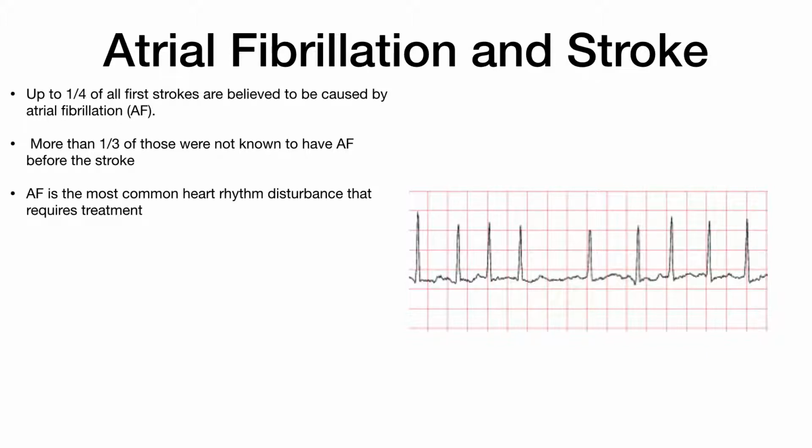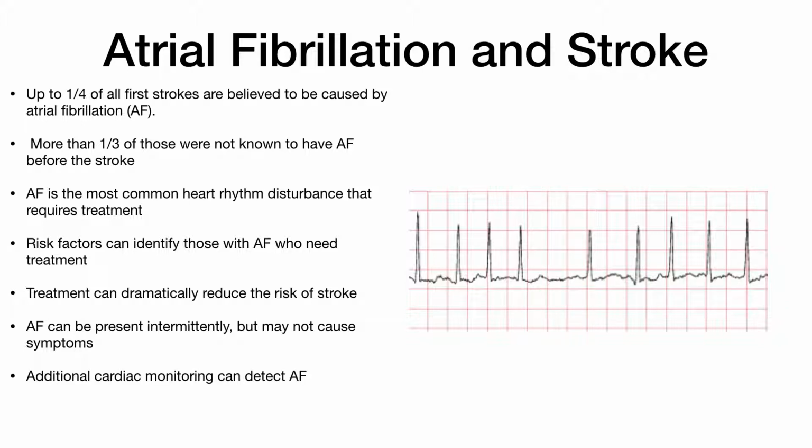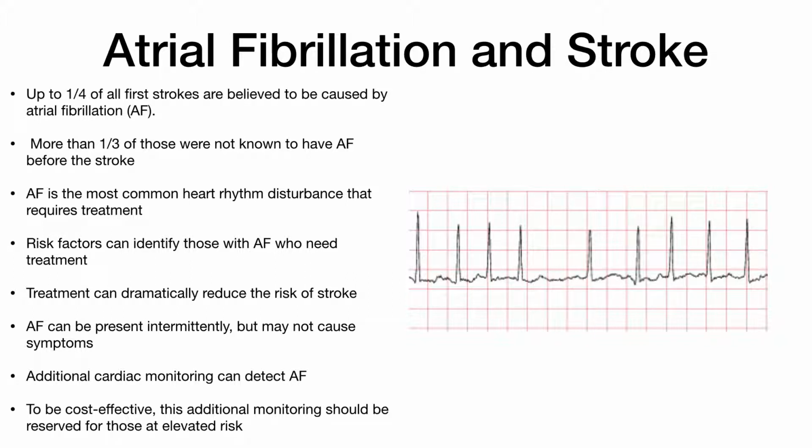AF is the most common heart rhythm disturbance that requires treatment, and risk factors can identify those with AF who need treatment. Treatment can dramatically reduce the risk of stroke. The problem is that AF can be present intermittently but may not cause symptoms, making detection difficult. Additional cardiac monitoring can detect AF. But to be cost-effective, the additional monitoring should be reserved for those at elevated risk.